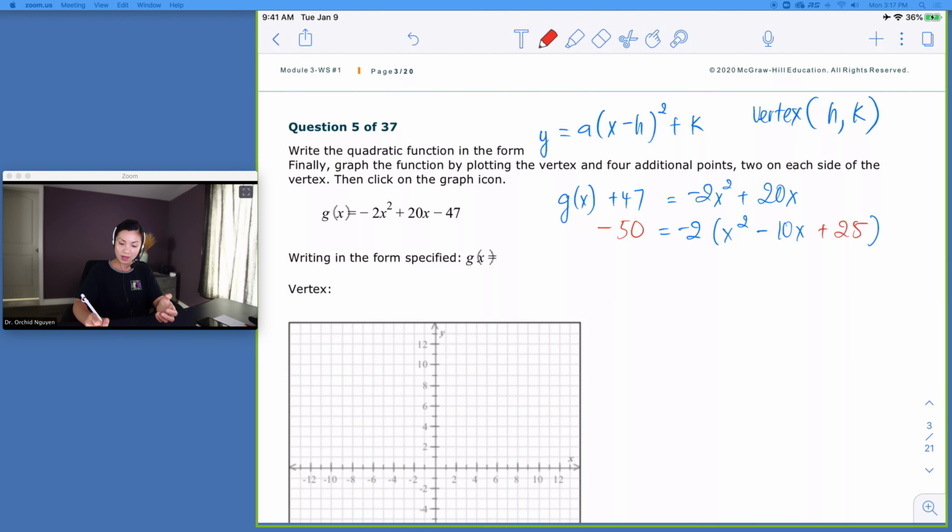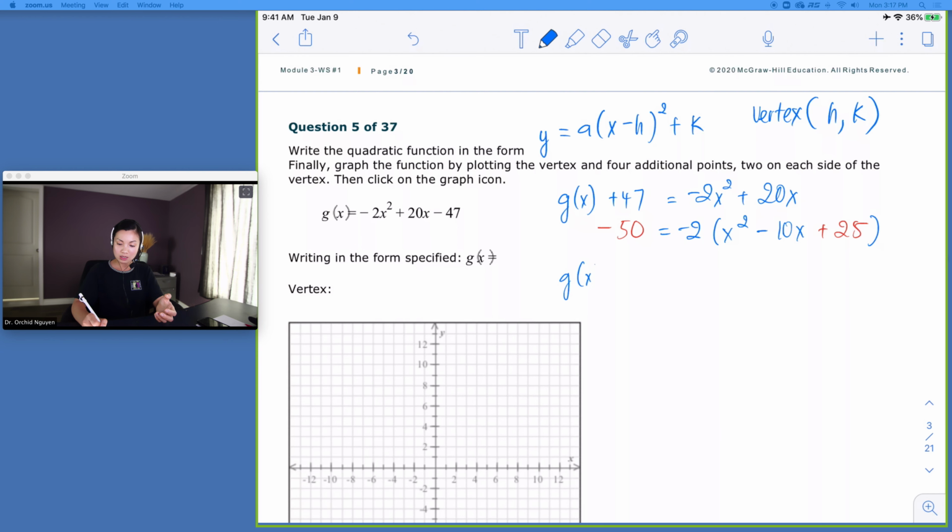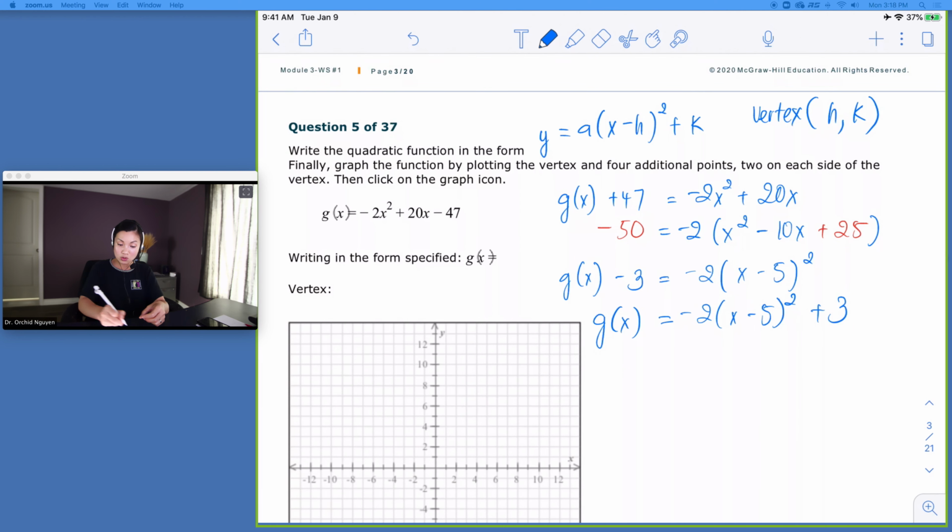So what we have is g of x minus 3 equals negative 2, and then we can just factor it out. Okay, and then I move 3 over. So now my form is g of x equals negative 2 (x minus 5) squared plus 3. And you can see that we have the vertex right away, which is (5, 3).